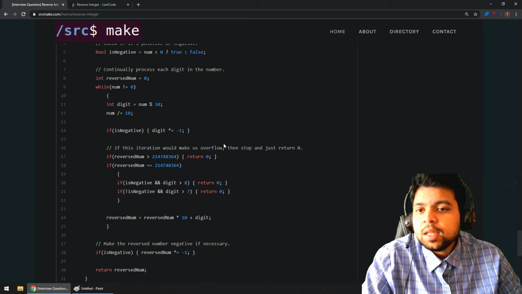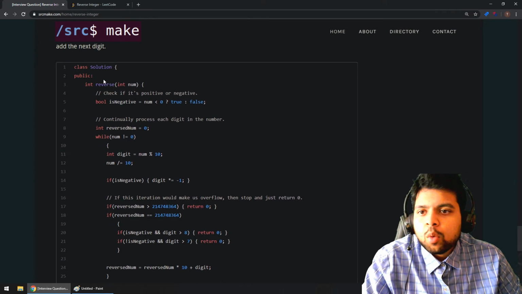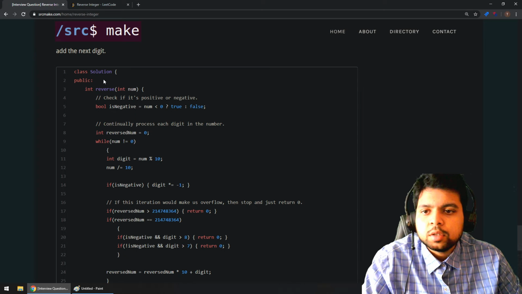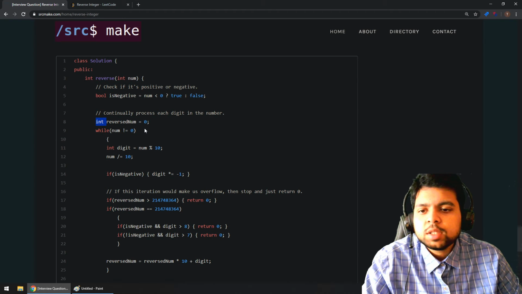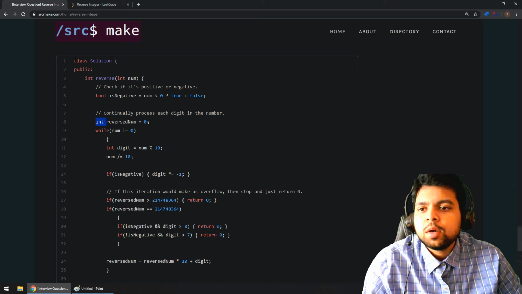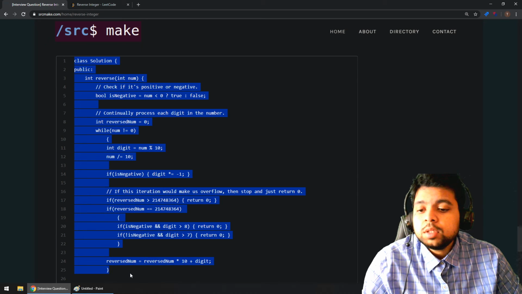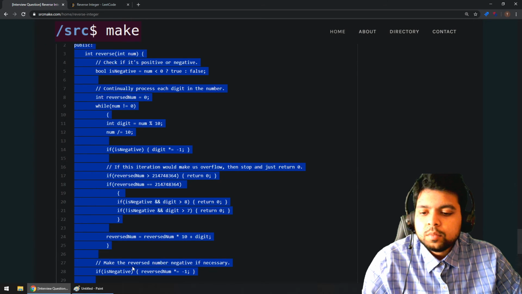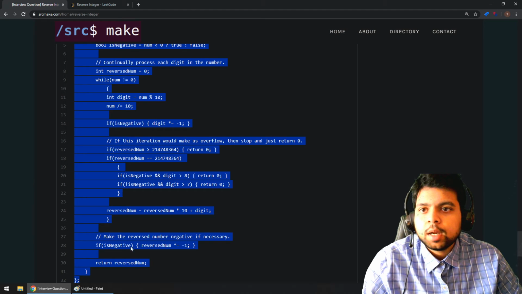And so you can see the difference now is we're only working with 32-bit integers. There's no more long in this code, which represents a 64-bit integer in C++. You can see the reverse number is just int, which is really good. We're staying within the confines, and so this is actually a solution to the challenging problem. So let's copy this and make sure that it works.